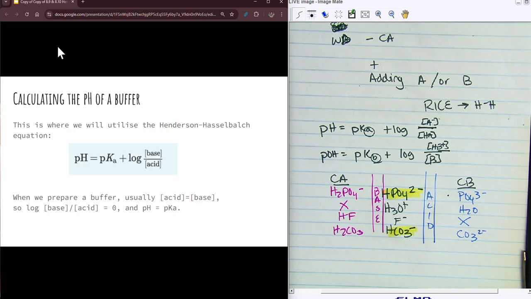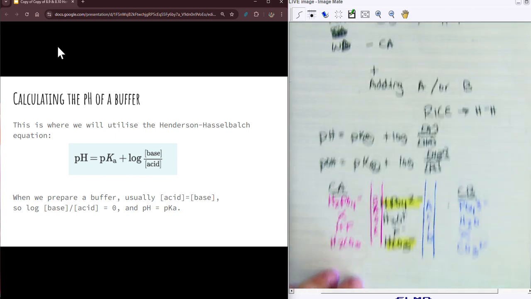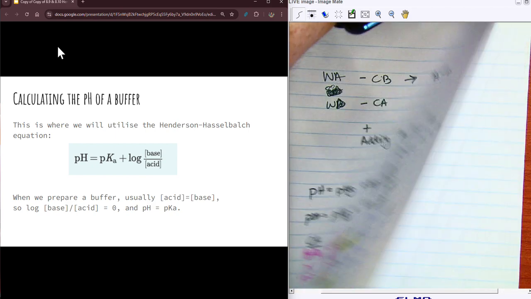All right, so let's work some Henderson-Hasselbalch equations. I'm going to go through a couple slides, and then we're just going to work some problems.